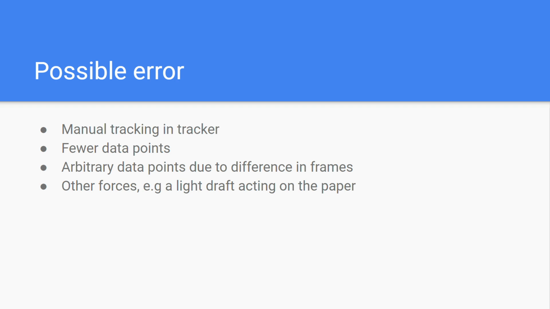So that's one big reason, right? But the second big reason is that there may have been other forces acting on the paper that I didn't necessarily incorporate in the experiment because we're not supposed to, right? It's a pretty simple experiment. So for example, a light draft acting on the paper, that I can't do anything about, but that might have been a potential cause of error in this experiment.